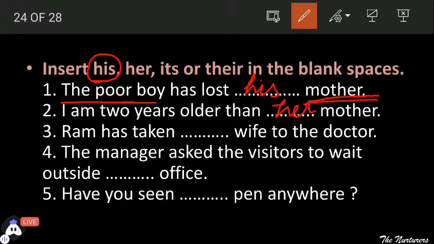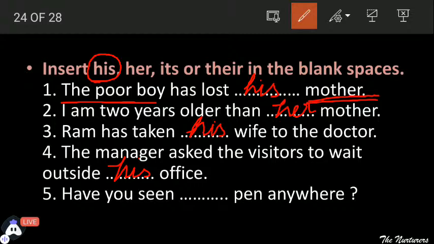Now, Ram has taken dash wife to the doctor. Ram ने अपनी wife को लेके गए हैं. So Ram is what? Ram is a boy. So over here, Ram has taken his wife to the doctor. Yes. Next, the manager asked the visitors to wait outside dash office. Now we are talking about the manager. Yes, to wait outside his office. उसके office के बाहर wait करने को कहा.